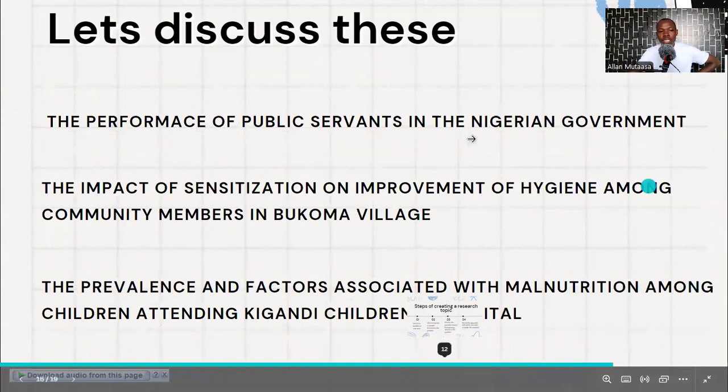And then when you look at this, the performance of public servants in the Nigerian government, this is a bad topic, because if you say the performance of public servants, what's wrong with their performance? Is it bad or what? There is no independent variable in this topic. The impact of sensitization on improving hygiene. This is a good one. The problem is that when you say sensitization, you need to ask yourself, are you going to do the sensitization yourself? Then it is going to make the topic interventional. If you're going to look at sensitizations that have already been done, then the topic is going to stay an observational study topic.